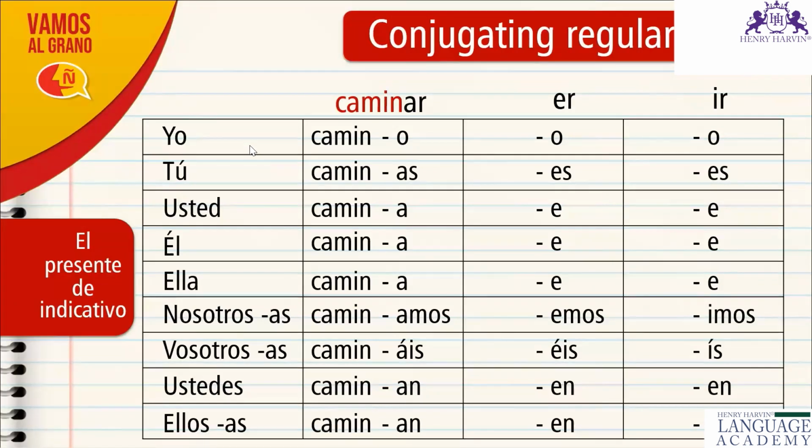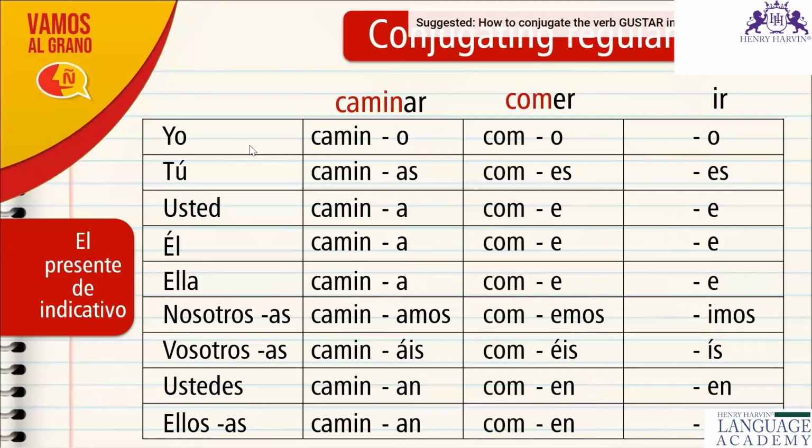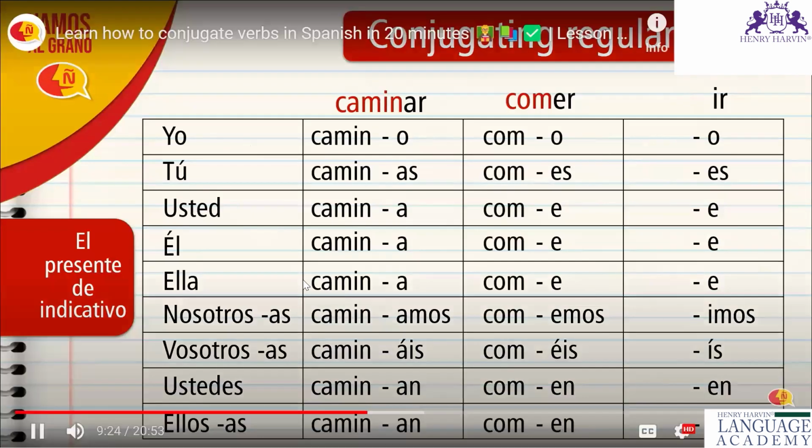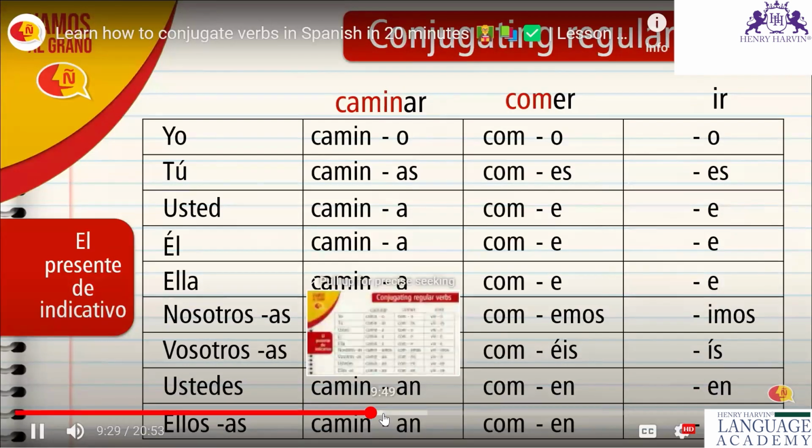They walk. Now the verbs ending in er, like the verb comer. Caminar is to walk. The conjugation would be yo como, I eat. Tú comes, you eat. Usted come, you eat. Él come, he eats. Ella come, she eats. Nosotros o nosotras comemos, we eat. Vosotros o vosotras coméis, you all or you guys eat.